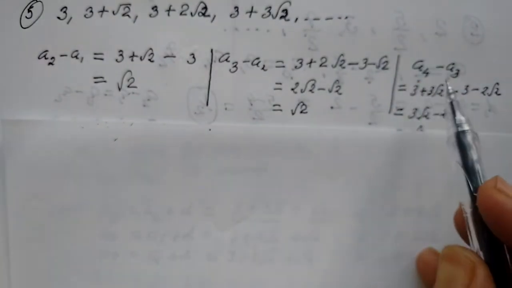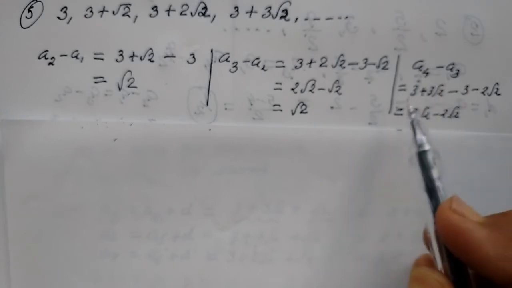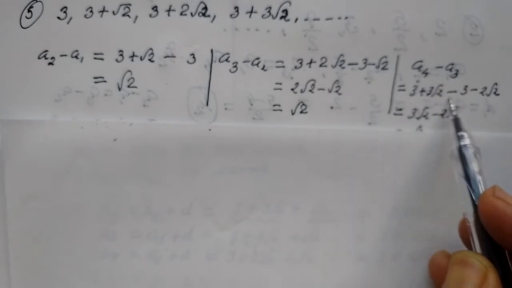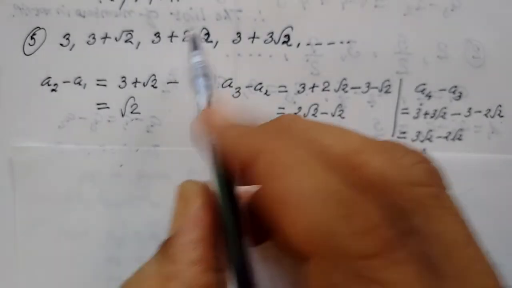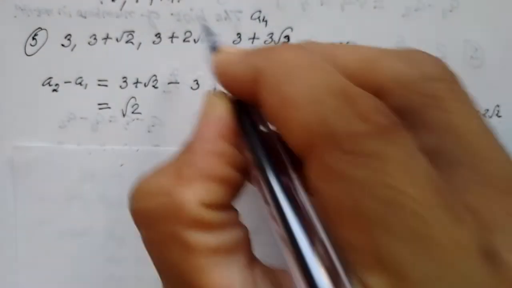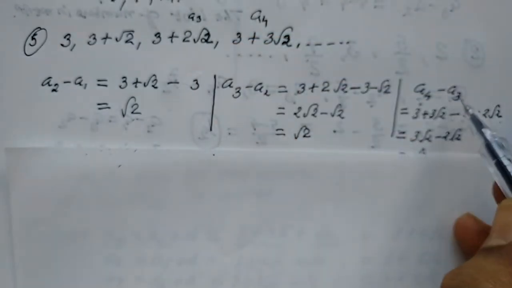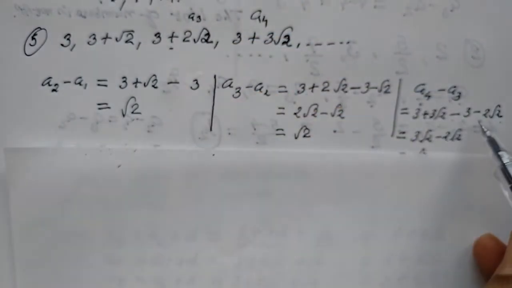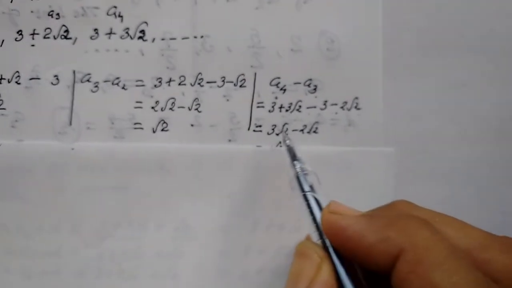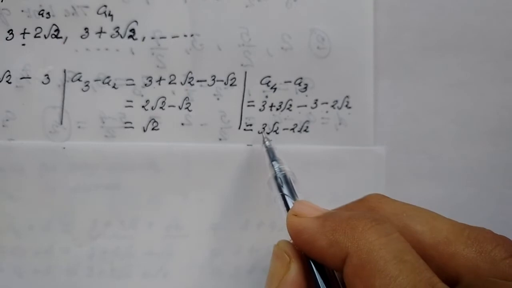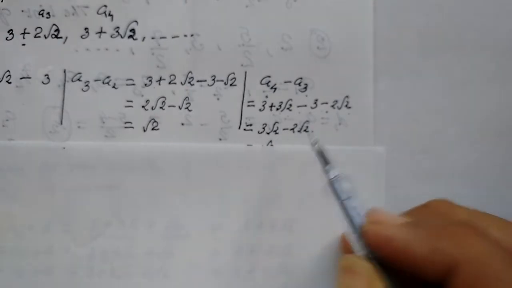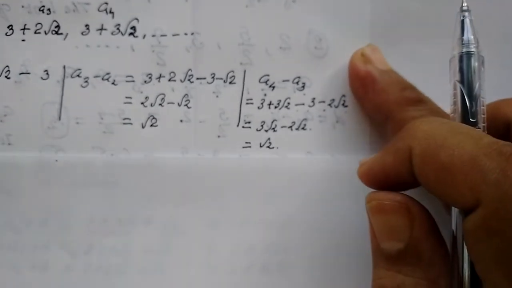Similarly here, a4 is 3 root 2, minus sign 3 minus 2 root 2, children. This is your a4, this is a3, so it is minus a3, so this plus sign becomes minus here. Okay, and 3 root 2 minus 2 root 2. Subtract 2 times root 2 from 3 times root 2, so 1 root 2 remains. Okay, so D will be what? D is root 2, children.